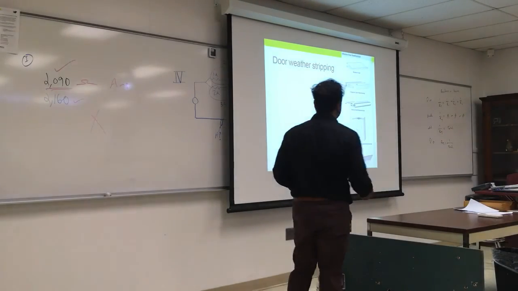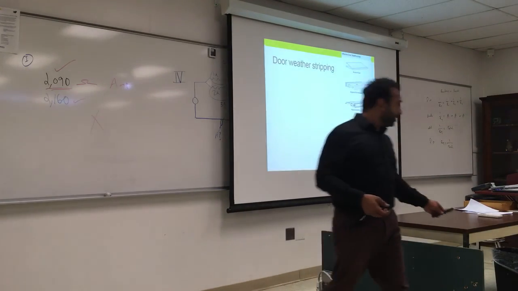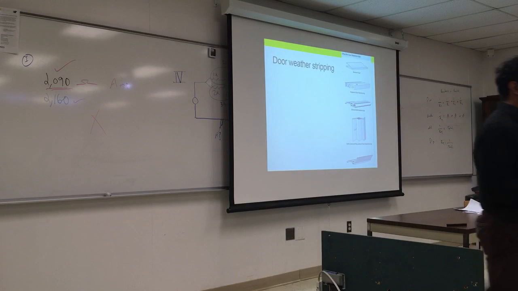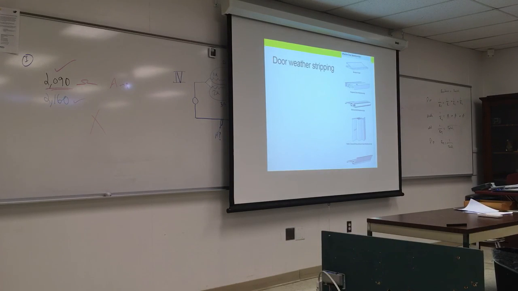seal that very well. So in your book, if you go through the book, there is a lot of information about windows and doors. Can I see the book? Yeah, that's chapter 5. I think it covered most of the stuff that is important here.